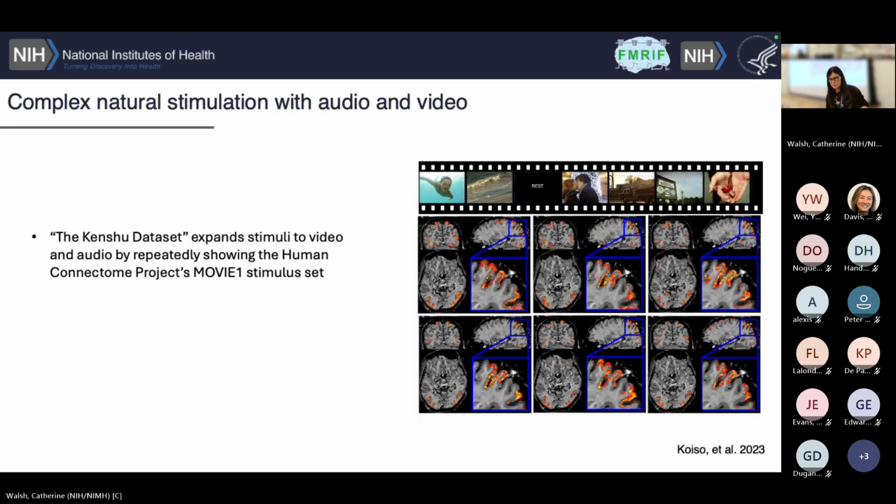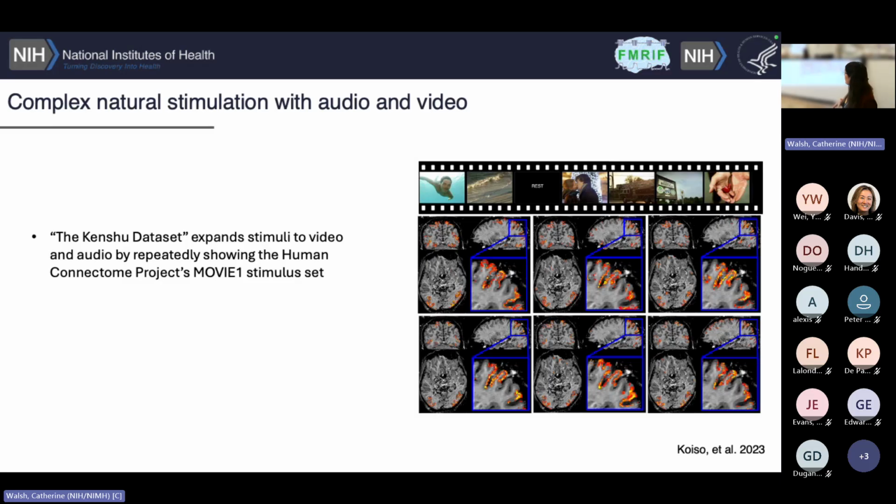Okay. Next, I'm going to show what I consider kind of an extension of a project like that, which is something called the Kenshu data set. And this is basically expanding on some of the studies we've seen already where you only have audio signals, but here we're going to watch a full movie, so audio and video. And this is actually borrowing a stimulus from the Human Connectome Project's Movie 1 stimulus set.